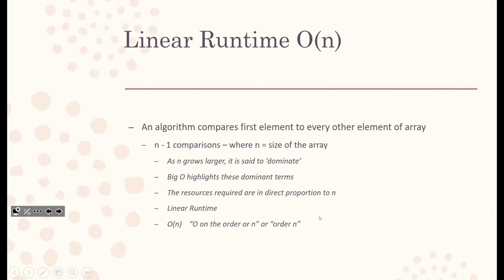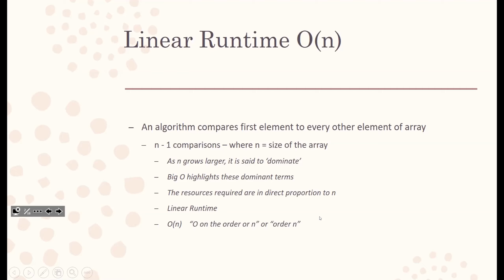Next, we could have a linear runtime. This is where we take an element and we compare it to every other element in an array or in a collection. So as our array grows, our array being n, the number of comparisons our algorithm performs increases, right? Because if our array only has 10 elements, we're going to do 10 comparisons. If our array has 100 elements, we're going to do 100 comparisons. So this is called a linear runtime.